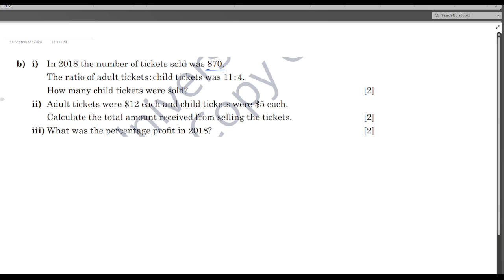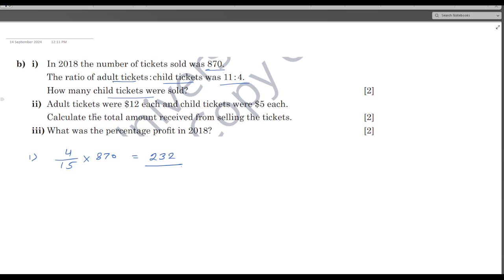So the total number of tickets is 870. The ratio of adult tickets to child tickets is 11:4. I have to find the number of child tickets. For child tickets, the ratio of child is 4 out of 15, and the total number of tickets is 870. So 4 out of 15 times 870 is 232. So 232 is the total number of child tickets.